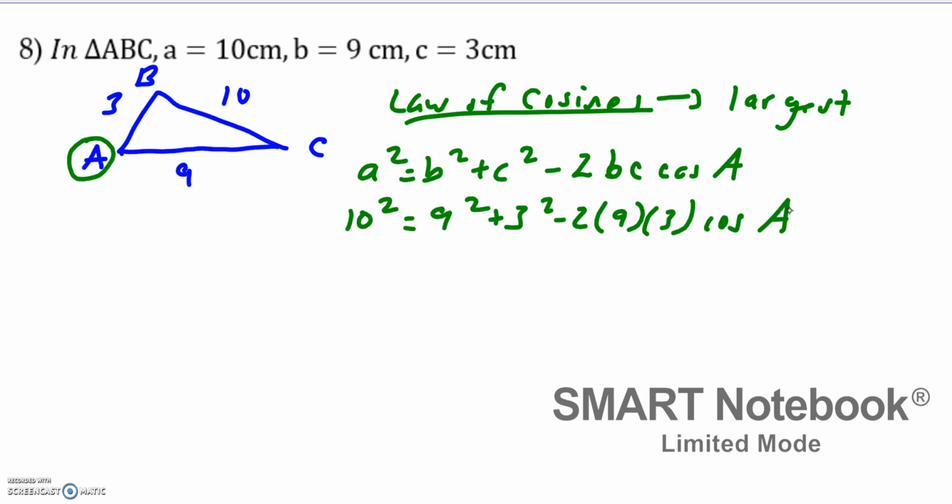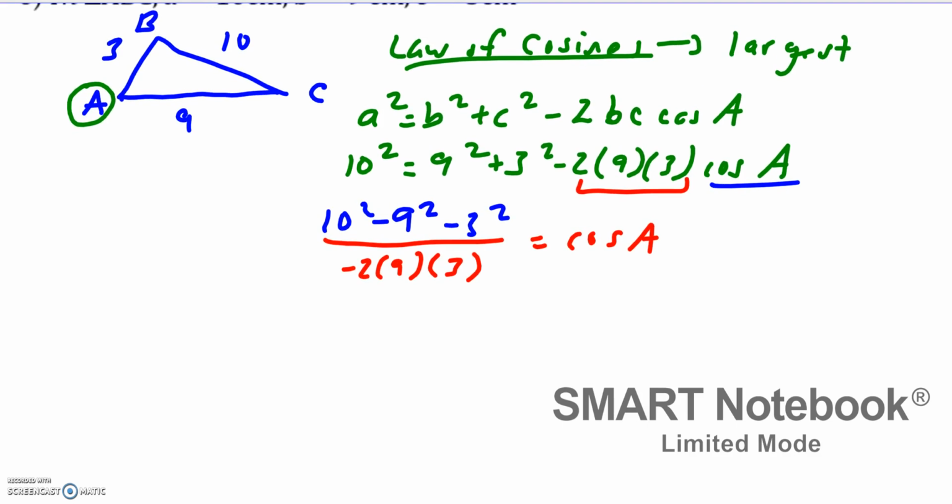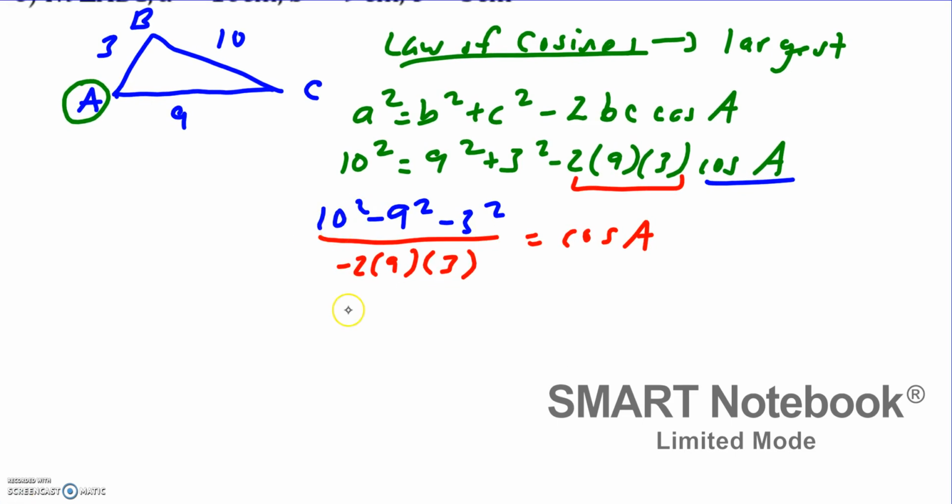what I don't know. Now my suggestion to get cosine of A by itself is to move the unattached things to cosine first, which would be the 9 squared and the 3 squared. So eventually, if I did this all in my calculator, I would subtract over these two pieces, and then the negative 2 times 9 times 3 is attached to the cosine, so eventually I would divide negative 2 times 9 times 3 to the other side, and that would all be equal to cosine of A. Now if you type this into your calculator correctly, you get negative 0.185 and so on equals cosine of A.